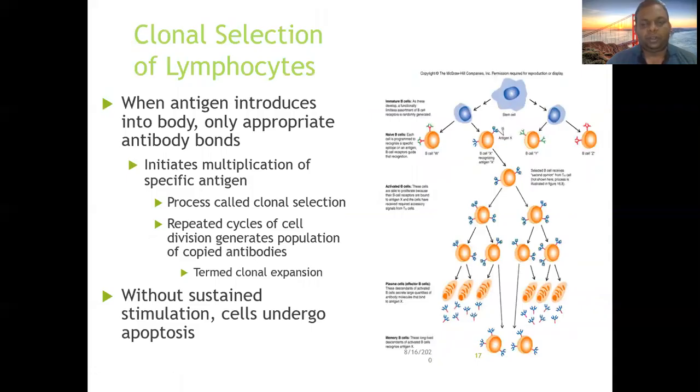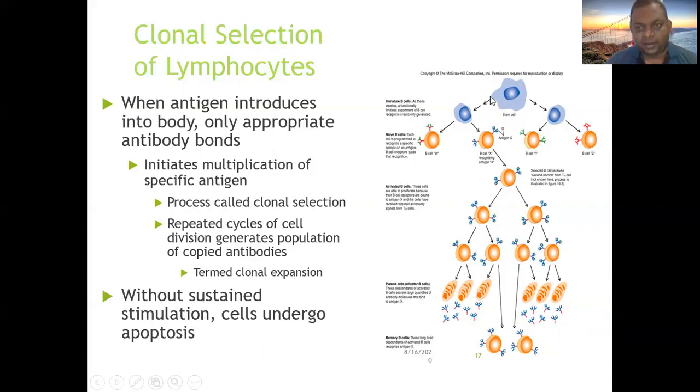Now about clonal expansion, or selection of lymphocytes. When an antigen is introduced into the body, only the appropriate antibody binds. For that particular B lymphocyte, activation is important. It initiates multiplication of the specific antigen-responsive cells, a process called clonal selection. Repeated cycles of cell division generate a population of copies, termed clonal expansion. Without sustained stimulation, cells undergo apoptosis.